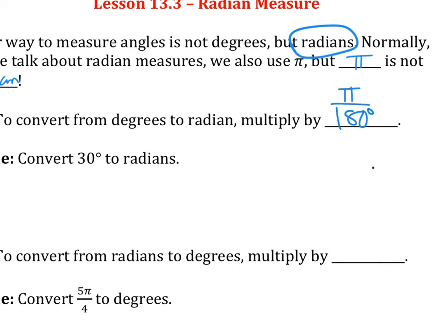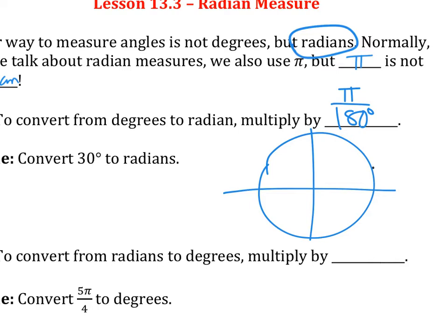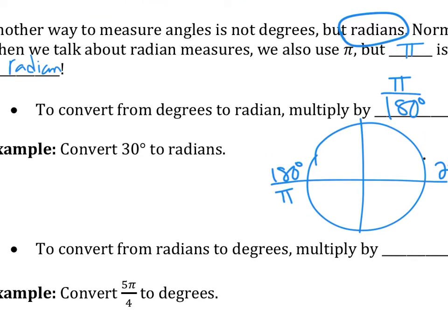So what you need to do is think about a circle. A circle is 360 degrees, and so half of a circle is 180 degrees. Now a whole circle is also 2 pi in measurement, so that's all the way around. So then half of a circle is pi. So basically we're saying that pi is the same as 180 degrees. And so this is the unit conversion factor.